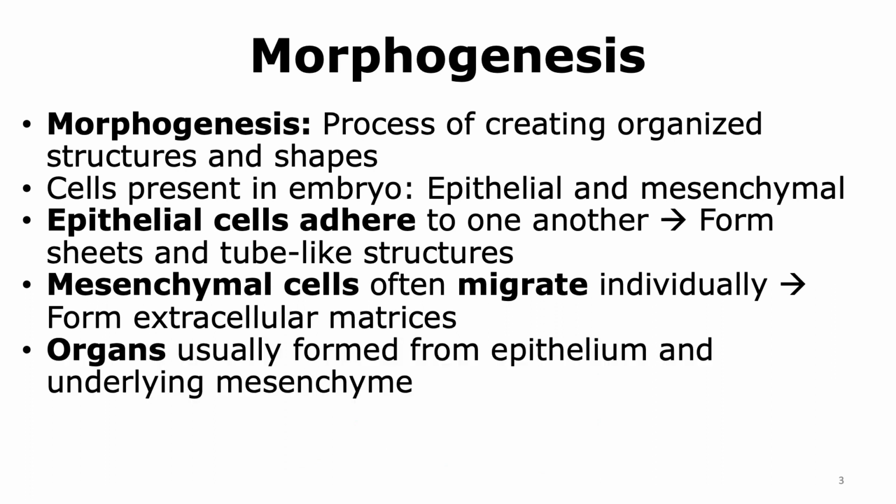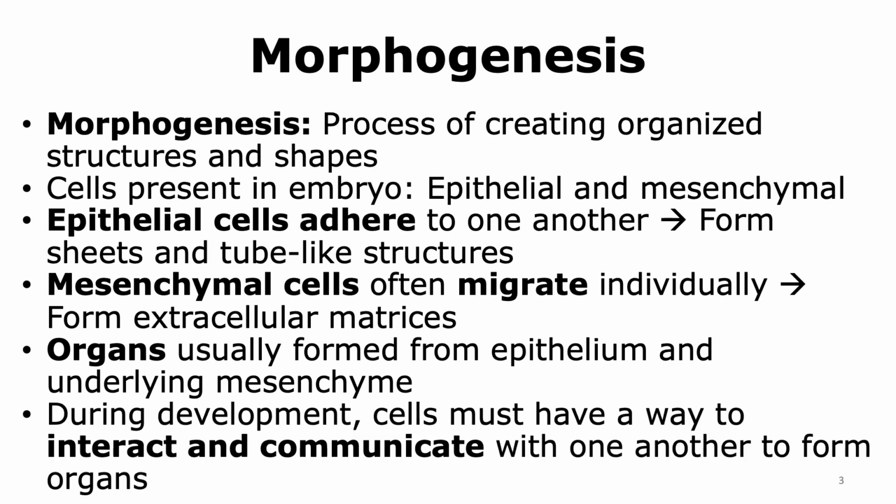Now, organs are usually formed from epithelium and the underlying mesenchyme. During development, the cells have to have a way to interact and communicate with one another so that they can arrange themselves spatially and temporally in such a way that productive organs are formed as development progresses.